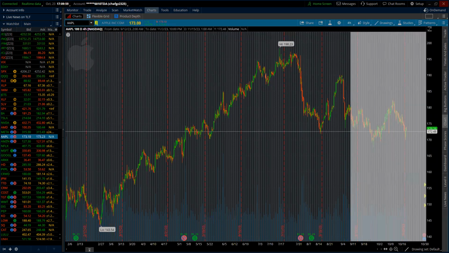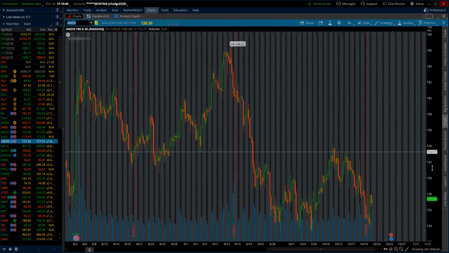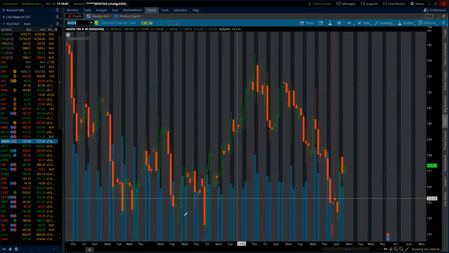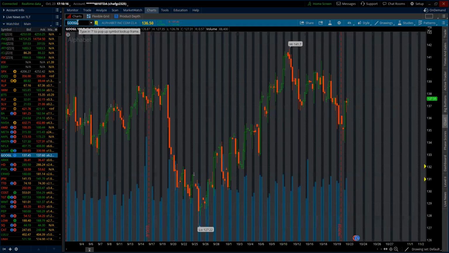Okay, Apple has earnings next week, so right now we're still kind of trending. The other name that has earnings is Amazon this week. It's actually holding very nice. It bounced today off support off this 124 today and 125, as you guys can see in the past. The other one is Google, I believe.